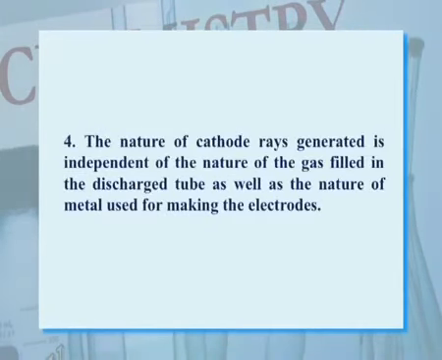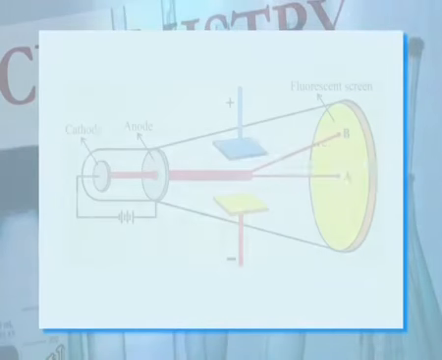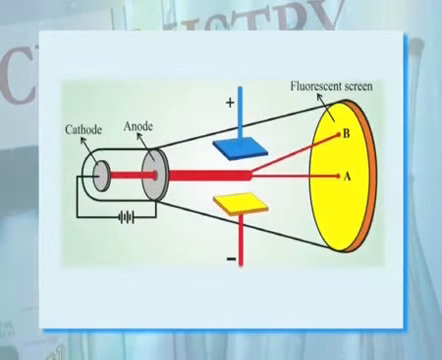The nature of cathode ray generated is independent of the nature of the gas filled in the discharge tube as well as the nature of metal used for making the electrode. This is the arrangement for production of cathode rays, which is shown here. Cathode rays pass through the electric field and their deflection is shown.